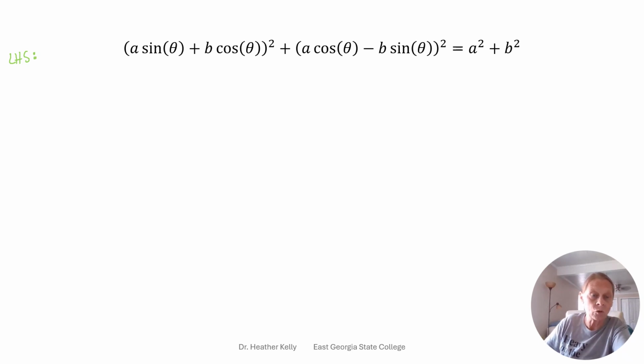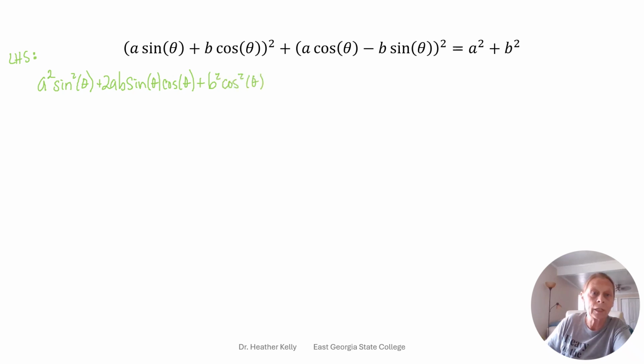So I'm going to square out our a sine theta plus b cosine theta. That's going to be a squared sine squared theta, plus 2ab sine theta cosine theta, plus b squared cosine squared theta.